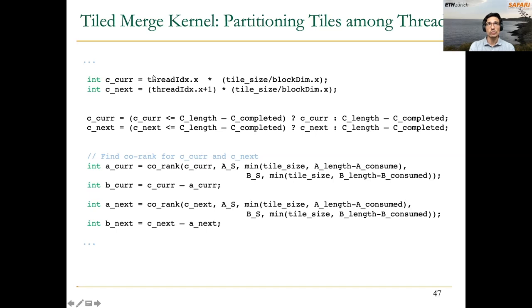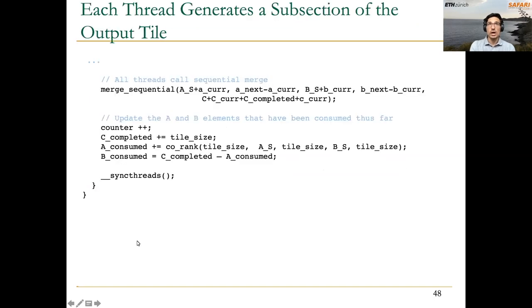So for each thread with a given thread ID, the subsection of the output array C that is assigned to them is given by this C current and this C next. And using this C current and C next, each thread individually finds the corresponding core rank values. In this case, A current, B current, A next, and B next. And by using them, the thread can perform the sequential merge on the subsection that was assigned to it. After that, we update the corresponding variables that we are using to control the access to the data structures.